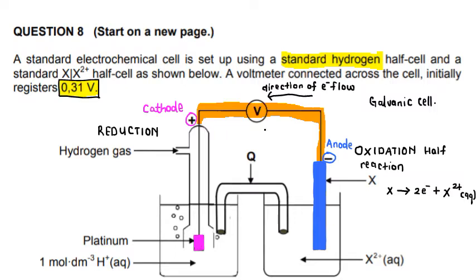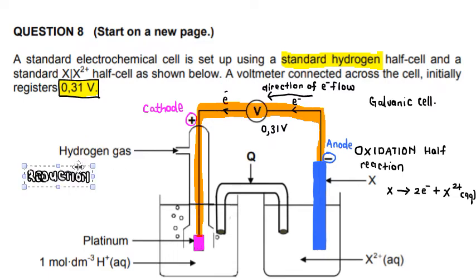Let's just write in the voltmeter reading over here so we have it for reference. There we go, with electrons flowing in this direction. And now let's quickly jot down the reduction half reaction that's supposed to be happening on this other side.